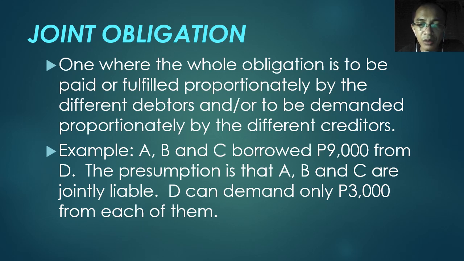Si D can demand 3,000 from A, 3,000 from B, 3,000 from C. Okay, hindi siya pwede mag-demand kay A ng 9,000 or 6,000. 3,000 lang talaga. Yun lang ang part ni A. The same is true kay B and kay C. So D can only demand that portion which he is entitled to demand from each of the debtors. So simple lang ng joint obligation, class.